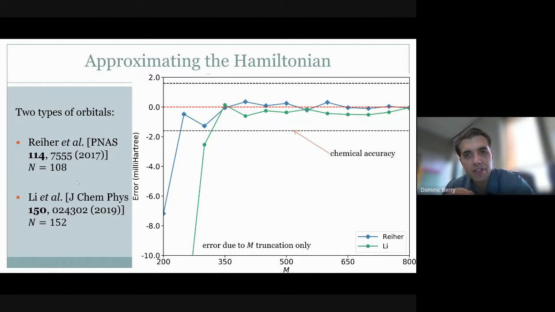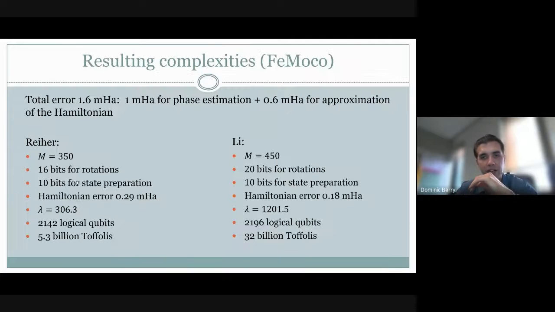There are various subtleties here which I'm running out of time to explain, where we're choosing particular numbers of bits to represent things and a particular cutoff for the M, and it can be numerically estimated what the appropriate cutoffs are. Then for the case of FeMoco, we estimate that for the original orbitals given by Reiher, you can get away with only about 5 billion Toffolis.